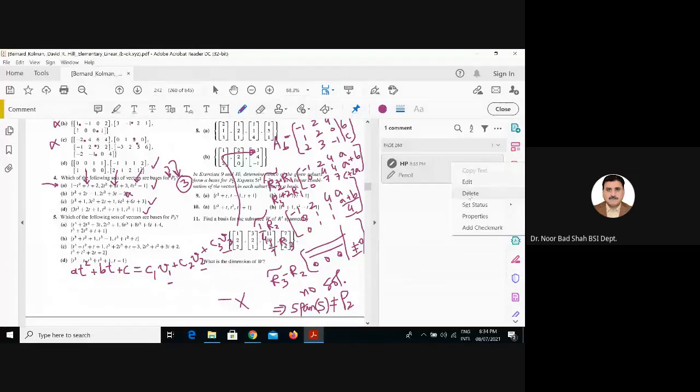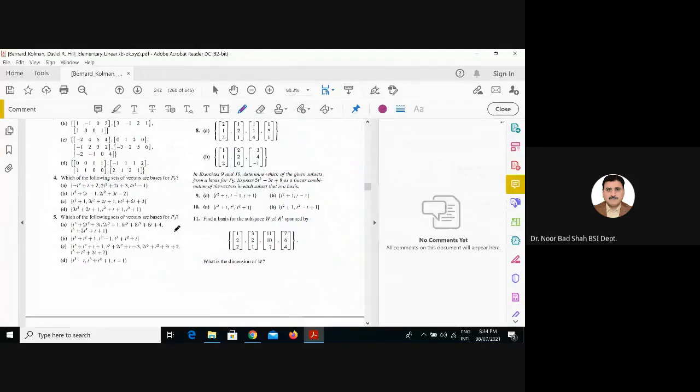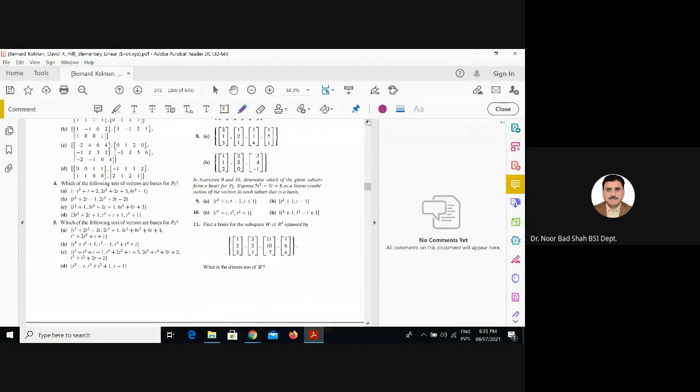Same thing in question 5. We are having P3. P3 dimension is 4. So any set containing 4 elements will be checked whether it is a basis or not, and any set which contains less than or greater than 4 elements will not be a basis. For example, part D contains 3 elements, not a basis. Part C contains 1, 2, 3, 4. You need to check whether it's a basis or not. Part B contains 3 elements, not a basis. Part A contains 1, 2, 3, and 4. You need to check whether it is a basis or not. So do it yourself.